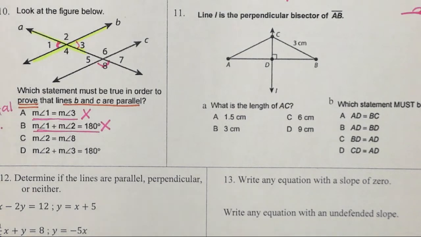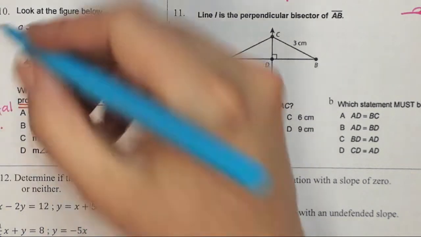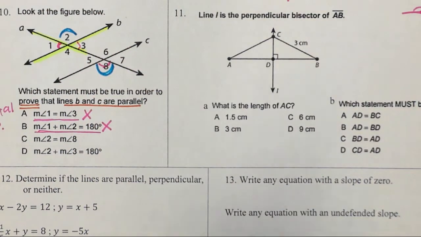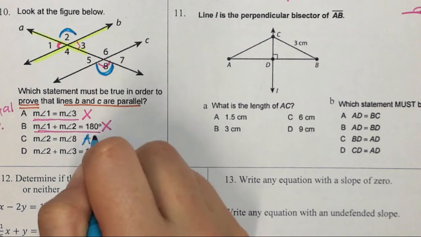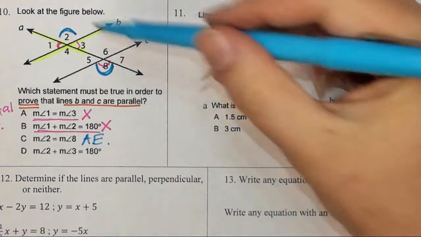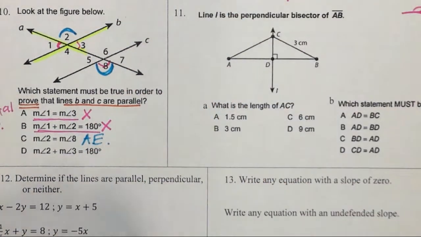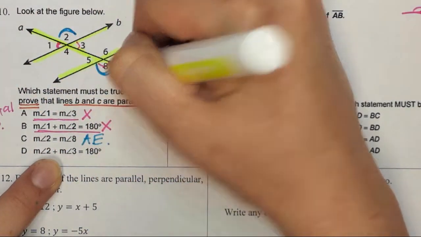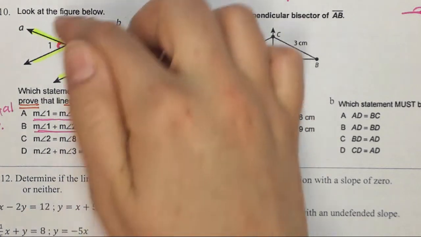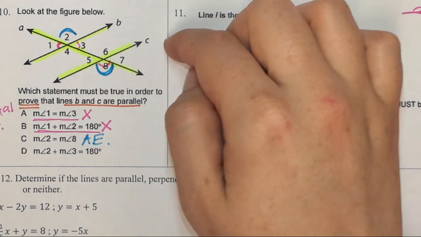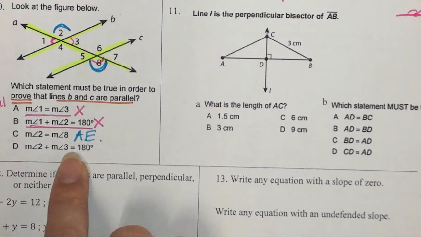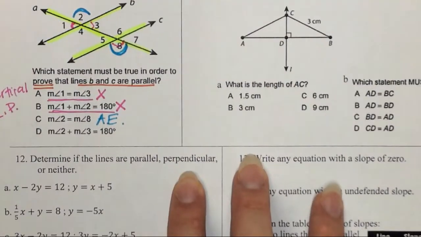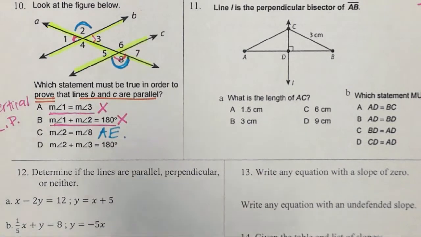All right, C, it says that angle 2 is equal to angle 8. All right, now we're getting somewhere. These are alternate exterior angles. They're being made with two lines and a transversal, okay? So these angles are affecting lines B and C. And then it is true that when we have alternate exterior angles, they're supposed to be congruent. So this works.